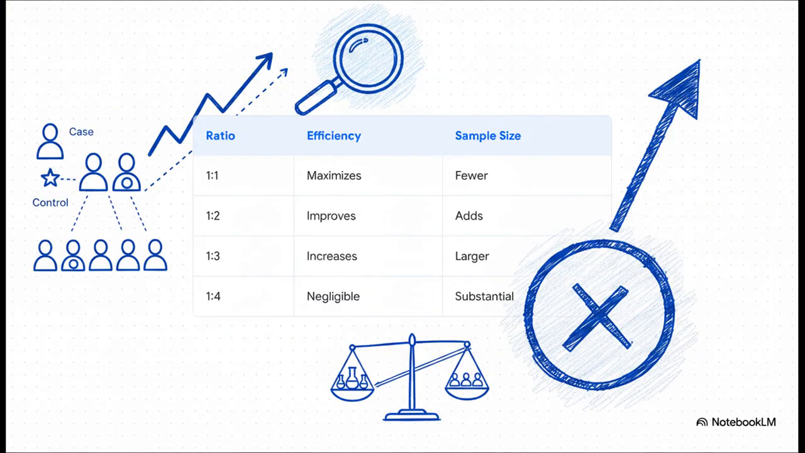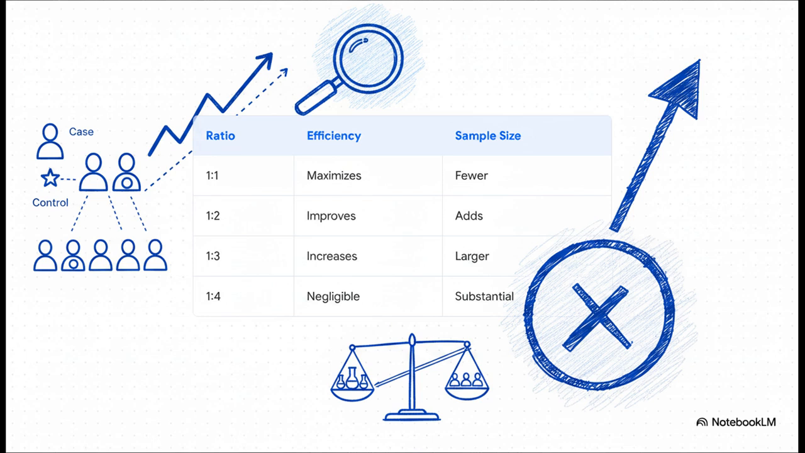So the crucial point here is identifying the absolute correct control group. If your controls don't accurately represent the population your cases actually came from, your whole study just falls apart. Now, increasing the number of controls per case, like moving from a 1-to-1 ratio up to a 1-to-4 ratio, that actually improves your statistical power and precision, which is great when cases of a disease are rare.